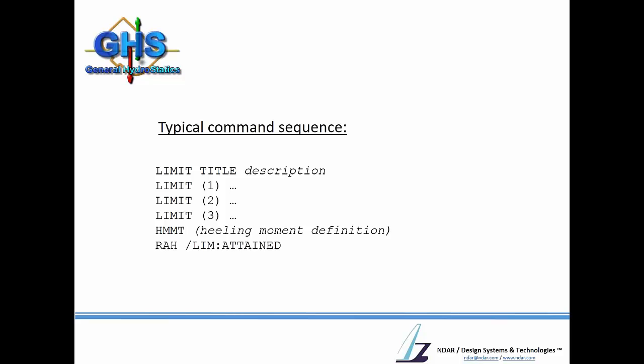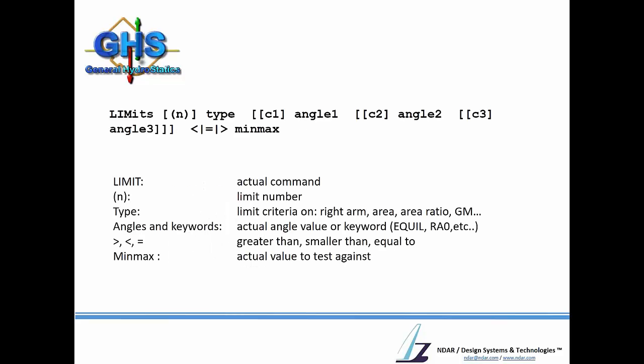Let's now look in more detail at the actual limit command. The limit is the actual name of the command, so your line should start with the command limit, which can be, by the way, abbreviated with LIM, instead of writing the full limit. Then a limit number, which is optional. If you don't specify it, it will be automatically added by GHS to the next available slot. So if you start with limit, your first limit will be automatically set to limit number 1.